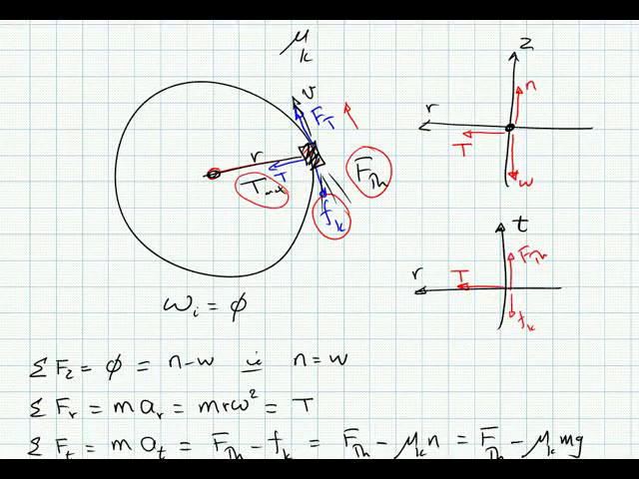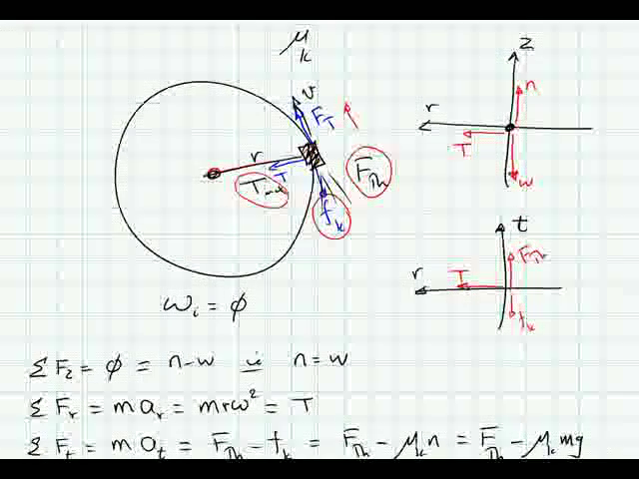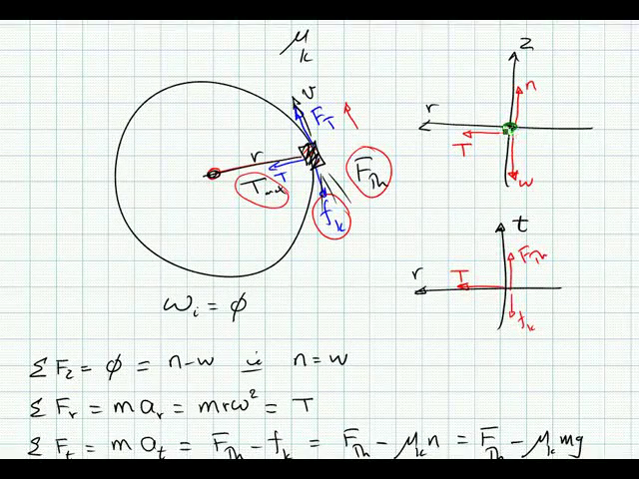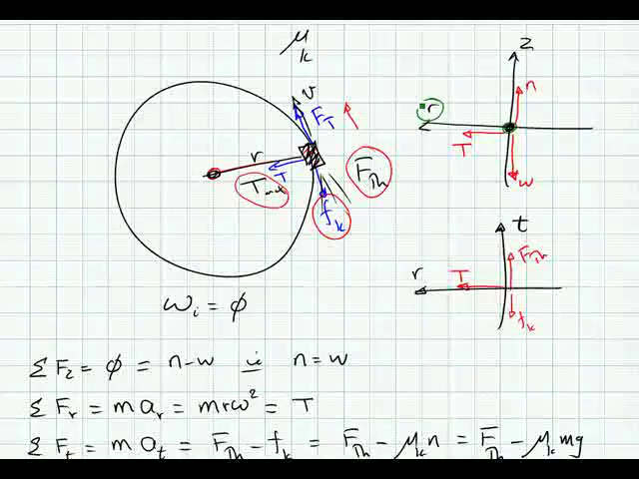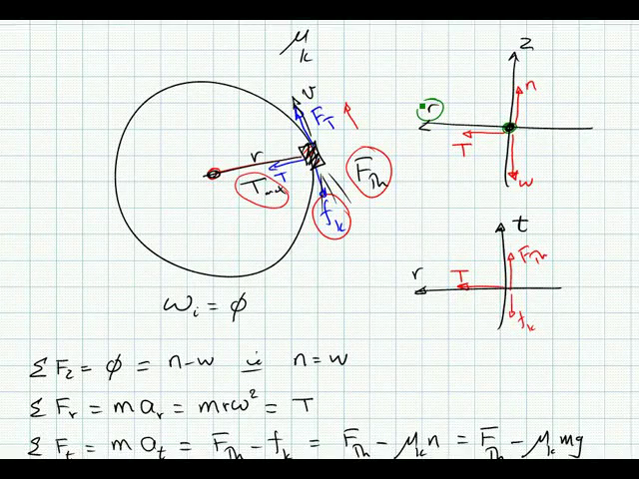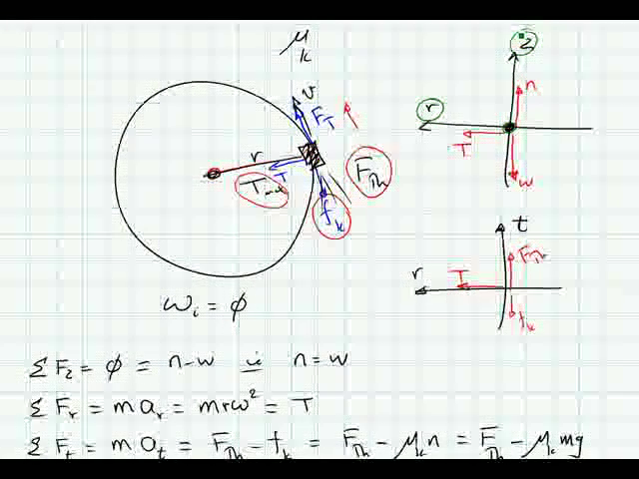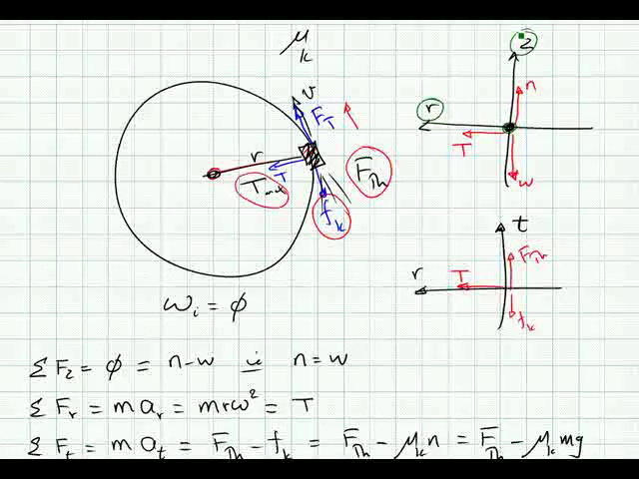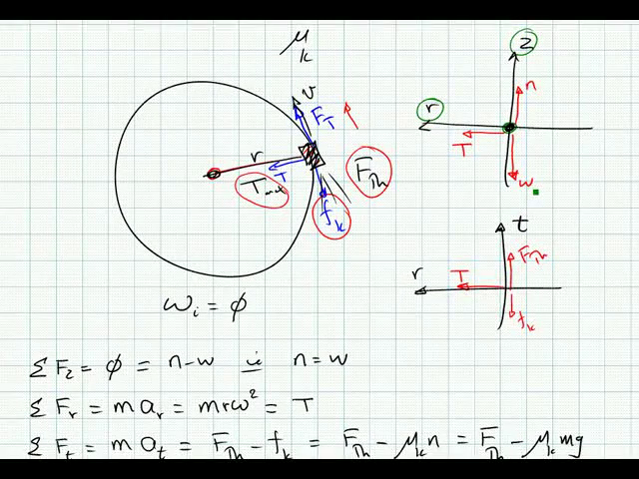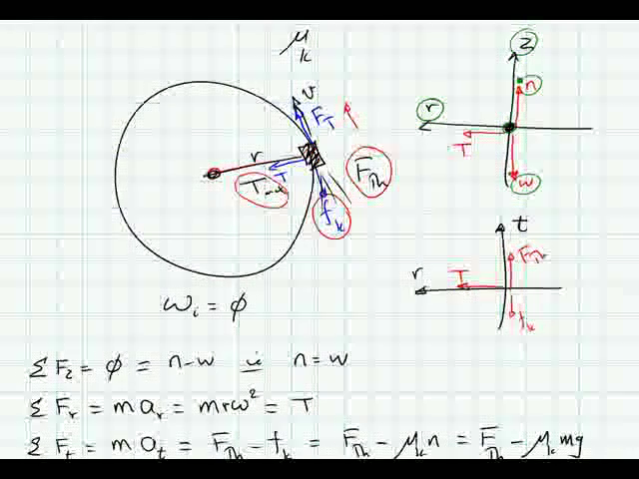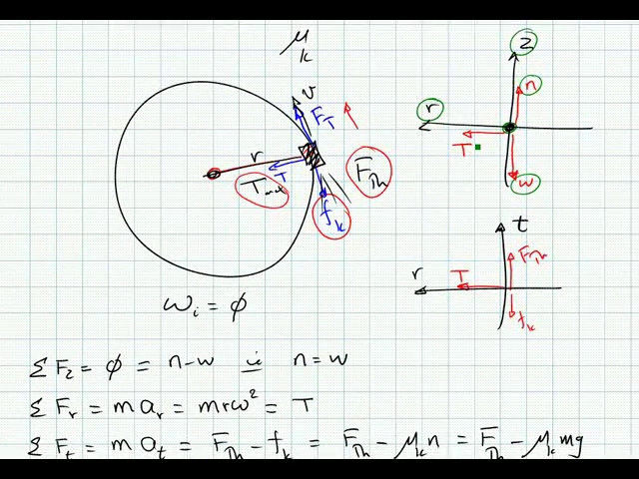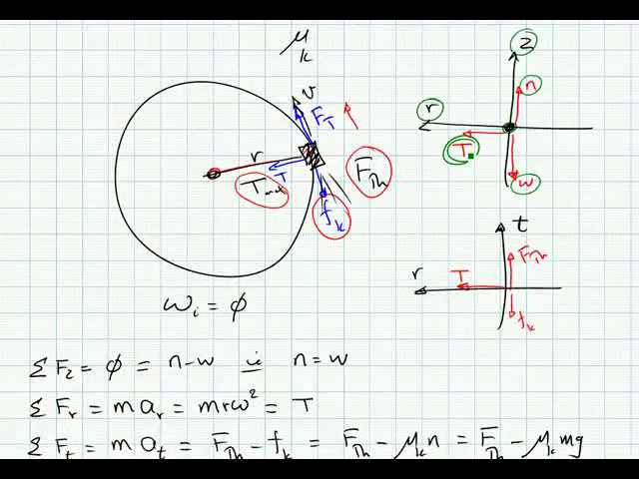So drawing the RZ coordinates for our object, here's the hockey puck. Our R is to the left, that corresponds with what we have on the picture. Z is to the top, of course. So the forces acting on the object are weight downwards and normal force from the surface upwards, and of course we have tension in the radial direction.